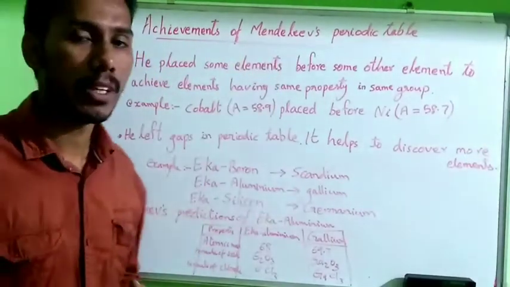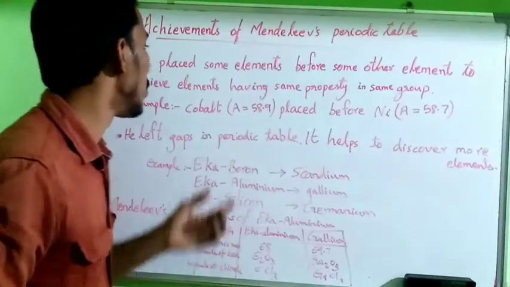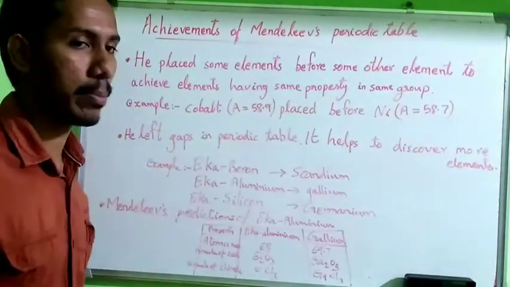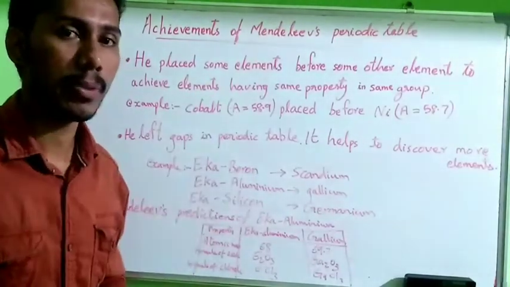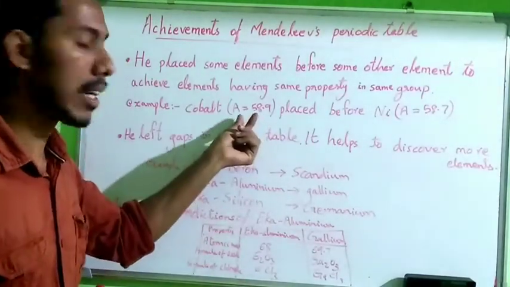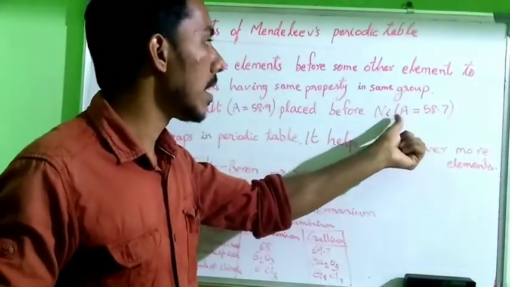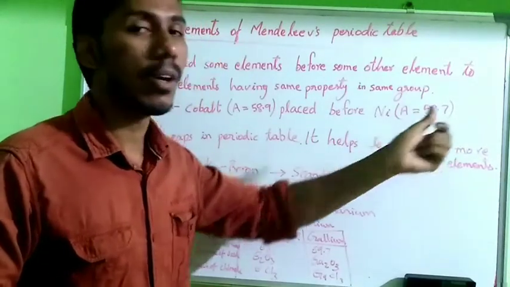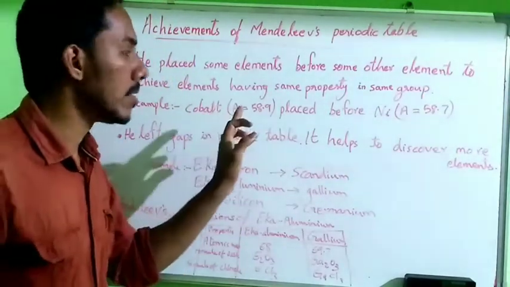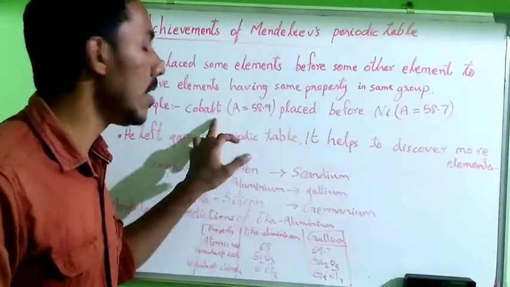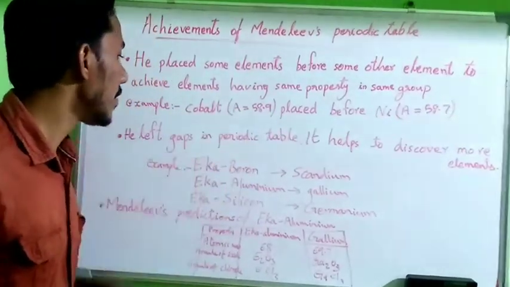Okay, so the achievements of Mendeleev's periodic table. He placed some elements before some other elements to keep elements having the same property in the same group. He focused on the property. He arranged the elements having the same property in a single group. He did not obey the increasing order of atomic mass. For example, in the case of cobalt, 58.9 is the atomic mass, and it is placed before nickel, whose atomic mass is 58.7. 58.7 is the earlier one based on atomic mass, but he placed cobalt first to keep the same elements in a single group.